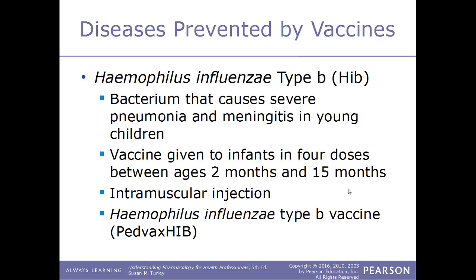Another example of a disease that's prevented by vaccine, Haemophilus influenzae type B, often referenced as the Hib vaccine. This is a bacterium that causes severe pneumonia and meningitis in young children. The vaccine is given to infants in 4 doses between the ages of 2 months and 15 months. This is another intramuscular injection, and the brand name it is known under is Pedvax Hib.